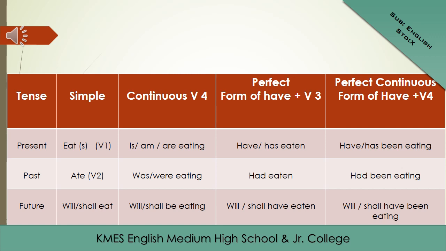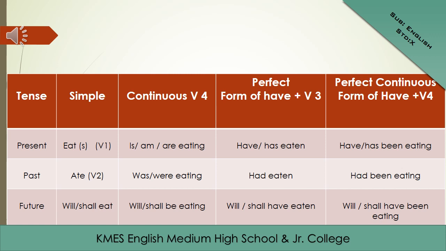Here we have another table. In this table I have only given you the form of the verb we'll use and the helping verb that we are going to use. So just have a look. It's a revision. First we have present, past and future in the first column. Next what we have is simple, continuous, perfect, and then perfect continuous.